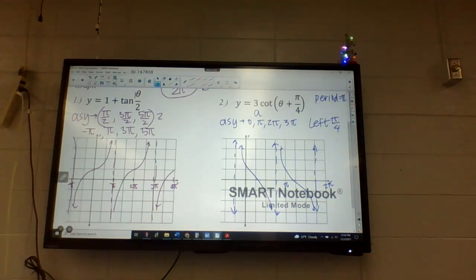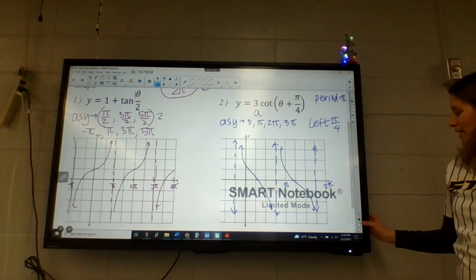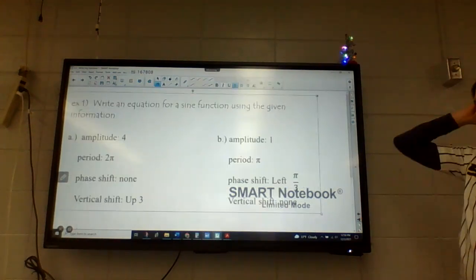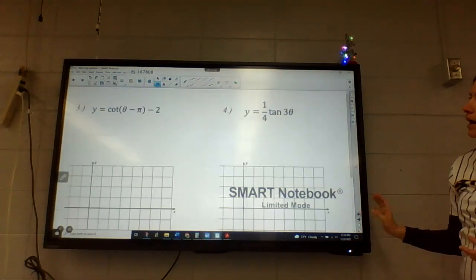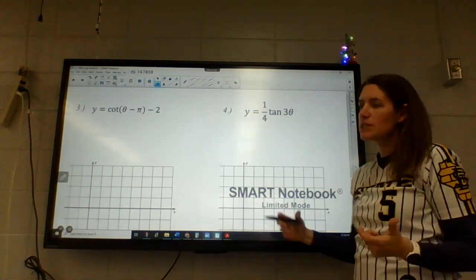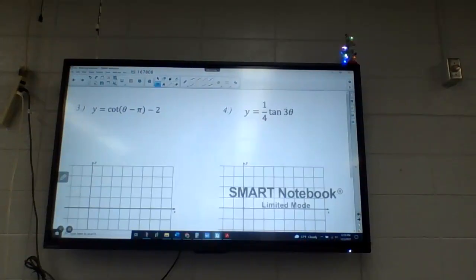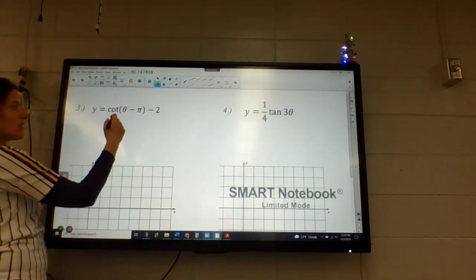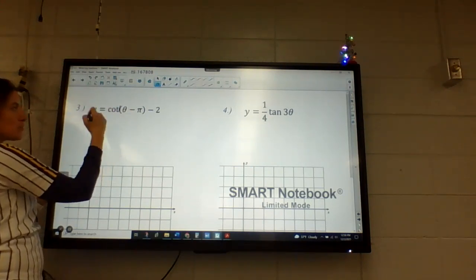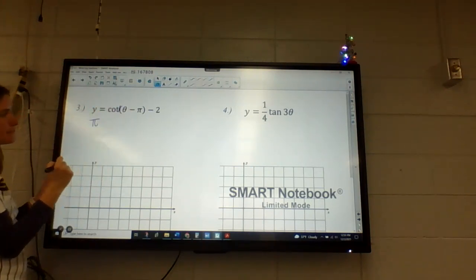Cat's crying. All right. All right, so let's move on to 3 if we could. Now, this one's kind of a strange one, number 3, because our shift kind of makes it look the same. So if this seems strange, it's because it is a strange one. So cotangent, again, the B value is 1, so the period is pi.